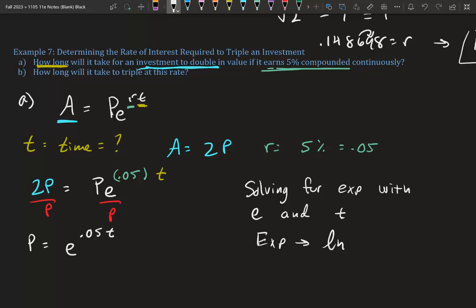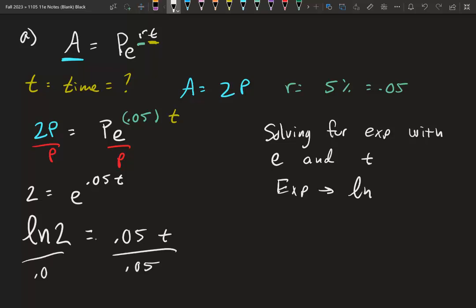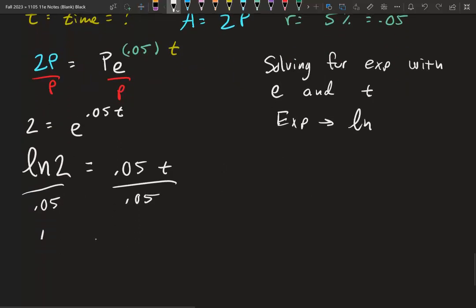Now we can switch it to a logarithm. So our base is e, therefore it's ln. Our equation equals 2, so that's our argument. And what's left over is 0.05t. In order to solve for t, we'll divide by 0.05. And when you do, you get 13.86 equals t.